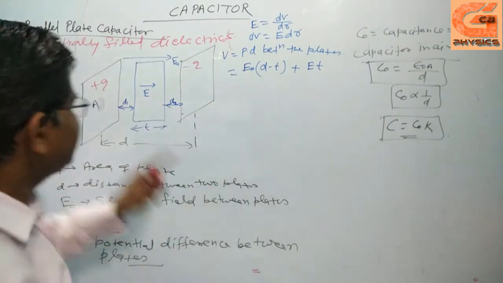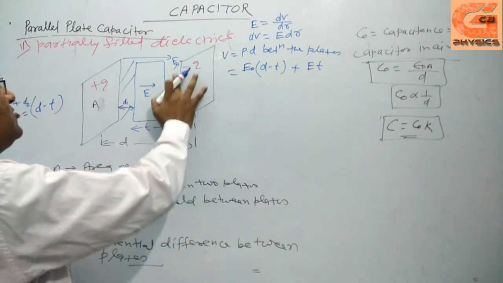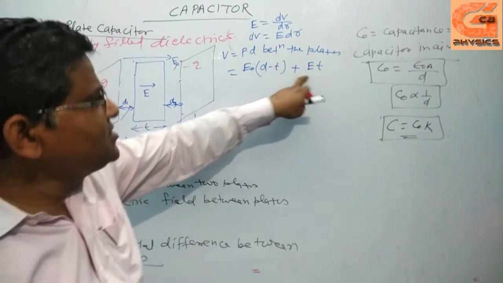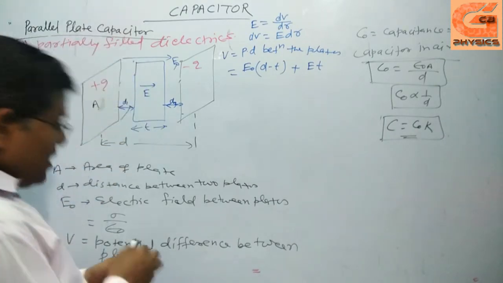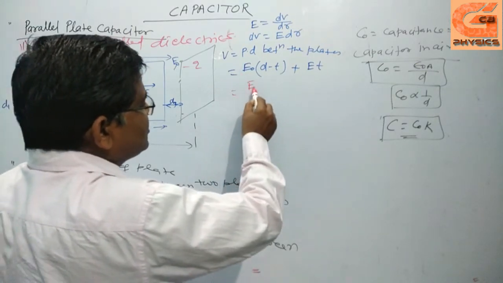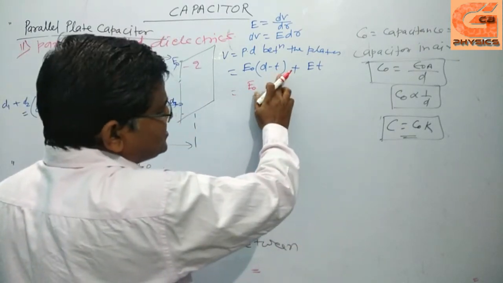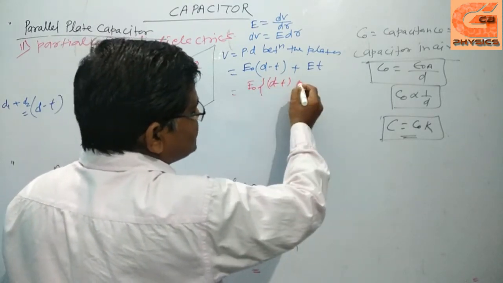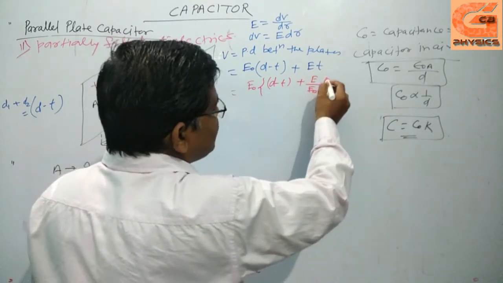Then E naught gives the potential difference between this area and this area, and don't be confused, here is the air. Then this is E naught (D minus T) plus ET. Very simple. Then I want to take E naught common, so it becomes E naught times (D minus T plus E by E naught into T).